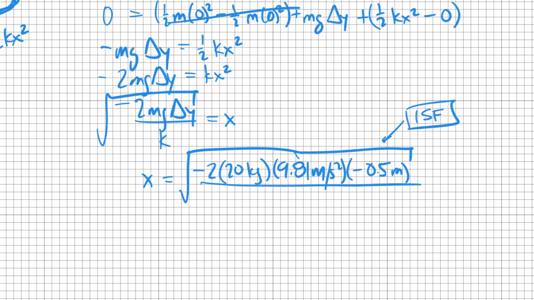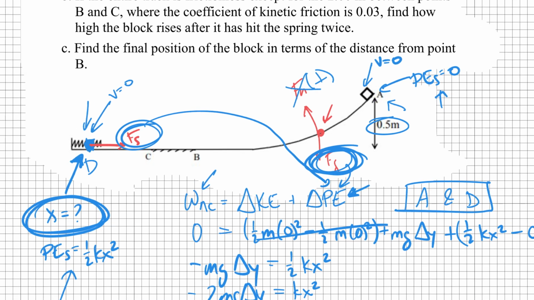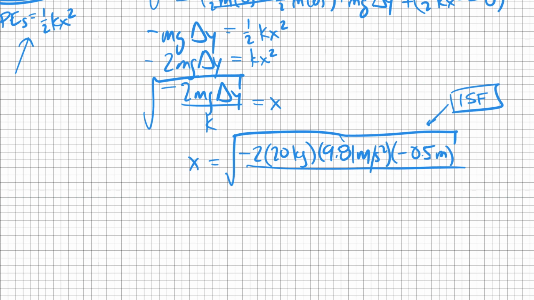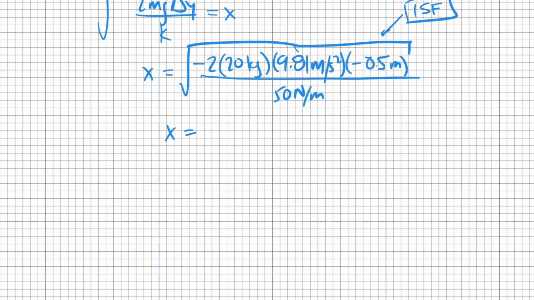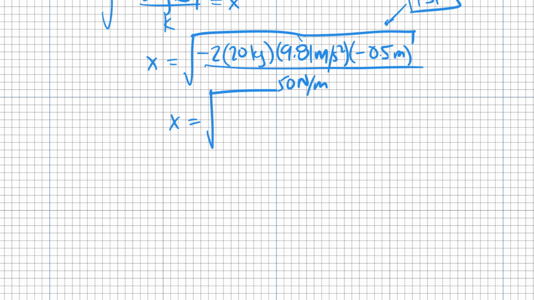And then the k. Now remember that delta y is negative because the final y position over here is 0 and the initial y position over here is 0.5. So it went down. And then the k is 50 newtons per meter. Just to check my algebra, one of the key things here is to make sure that the units work out. Sorry, I have to use my phone as a calculator. I don't have a real calculator around here.